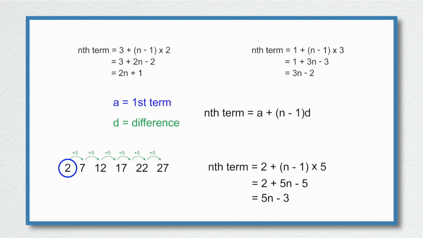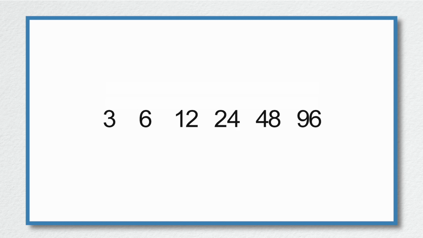I want to take this idea forward to look at another type of sequence. Have a look at this one. In this example, we can see that the difference between the terms is different. But can you see another relationship that gets us from one term to the next? You can probably see that the next term is 2 times the previous term. 3 times 2 is 6, 6 times 2 is 12, 12 times 2 is 24, and so on.